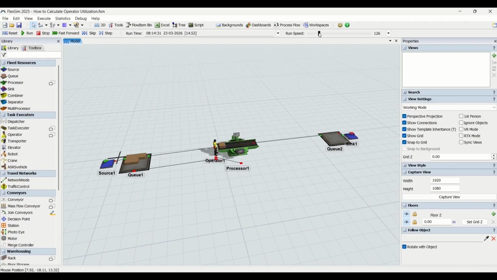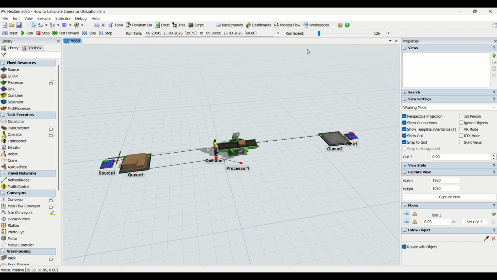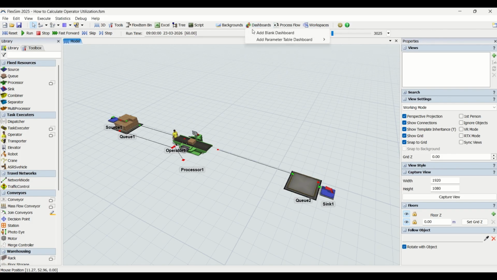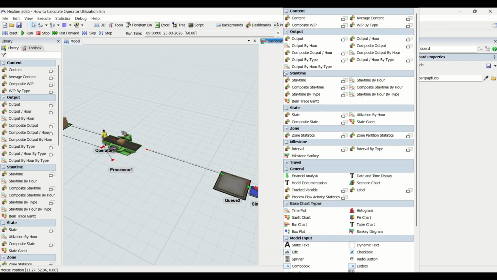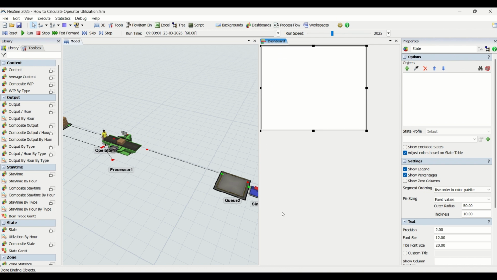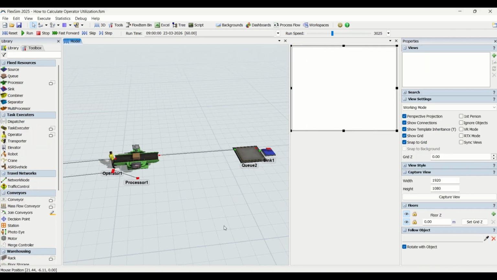Now I have to analyze this operator by running it for, say, 1 minute. The model units are in minutes. What I want to see is the utilization of my operator. For that, we are going to select the state analysis graphs, and we are going to look at how it shows us that.